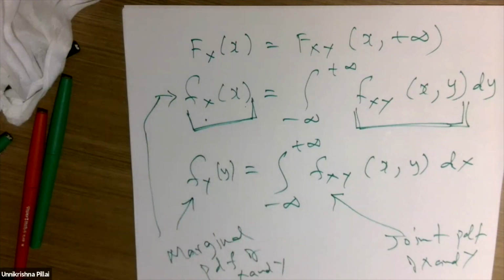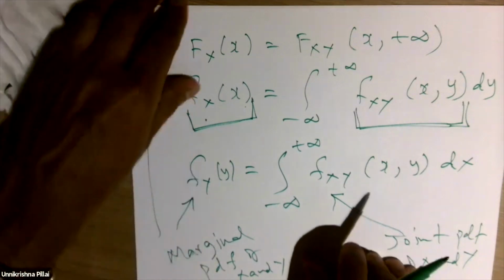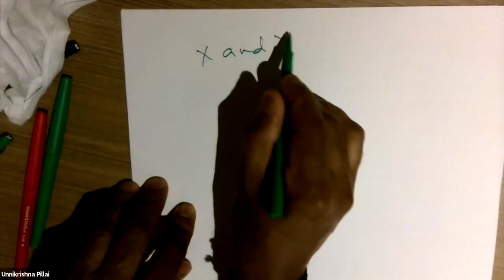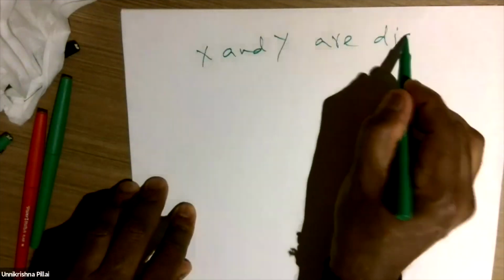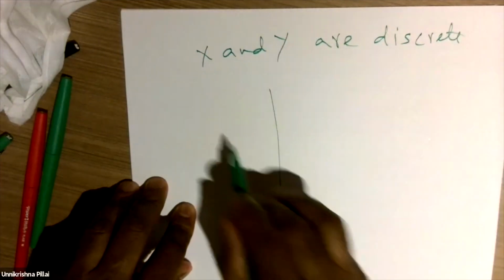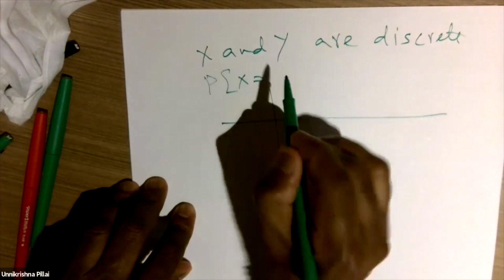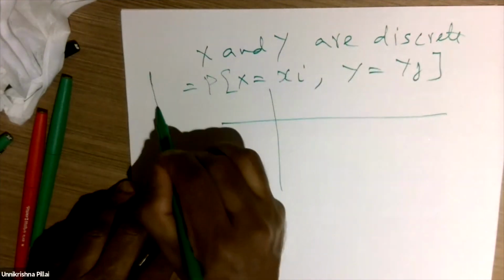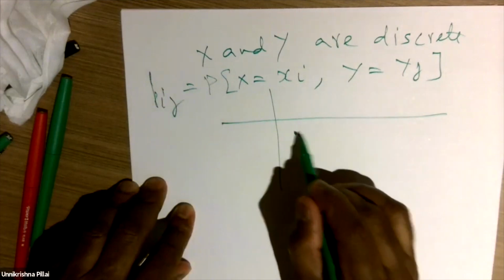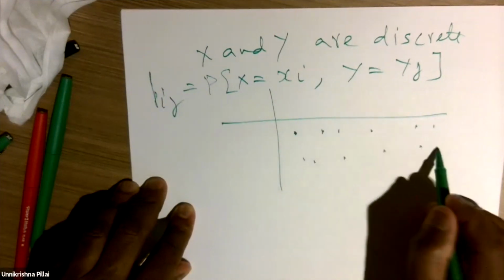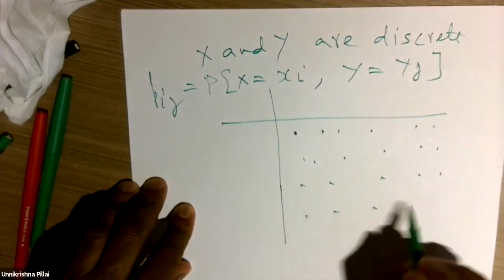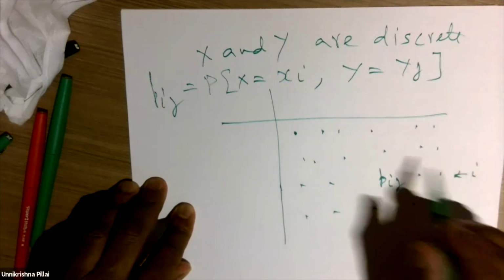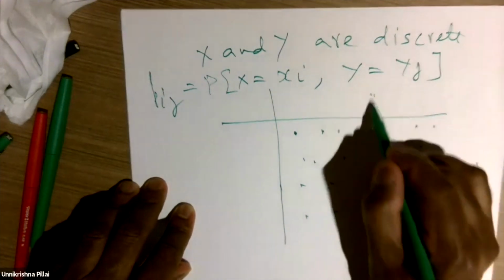So why the word marginal? Let me show you why. I think it is best to describe using discrete cases. So if x and y are discrete, then you have a table, right? Because probability of x equal to xi, y equal to yj, I'm going to call it pij. So pij is a table here. This is the ith row, and this is the jth column.